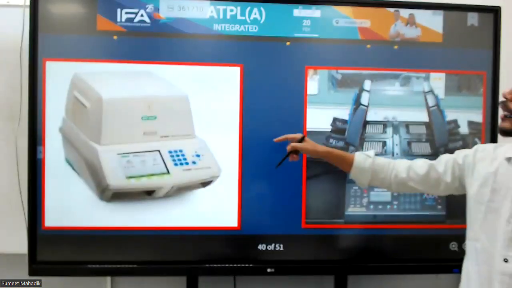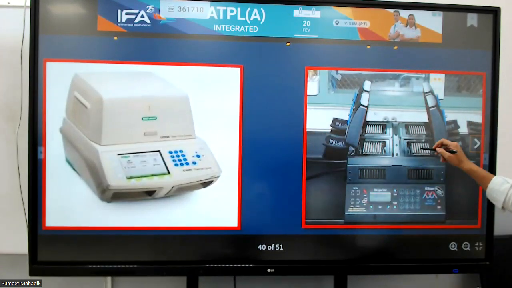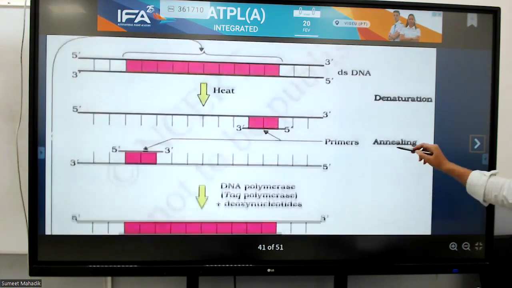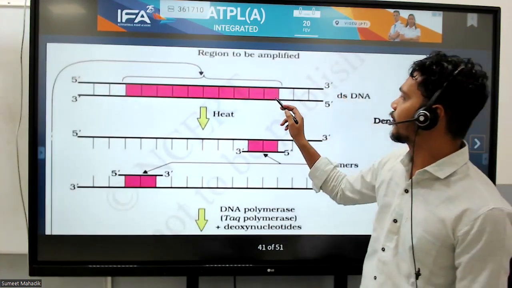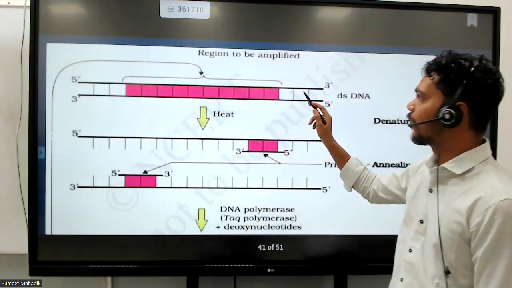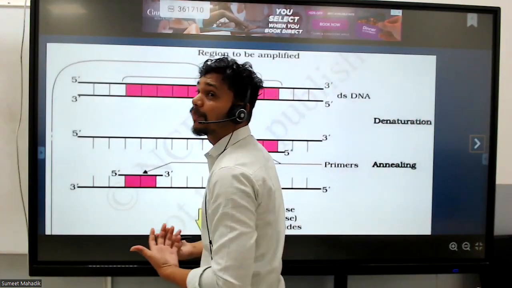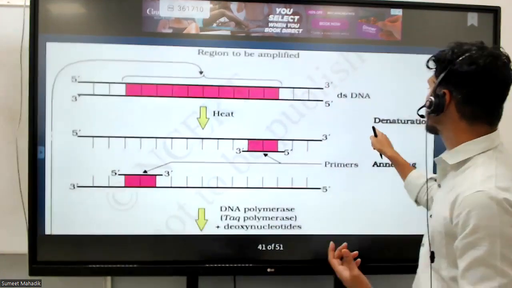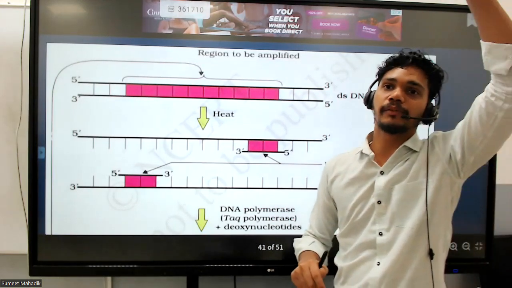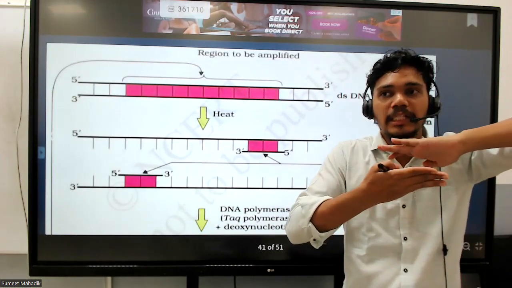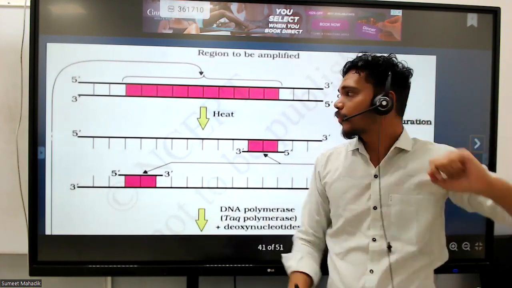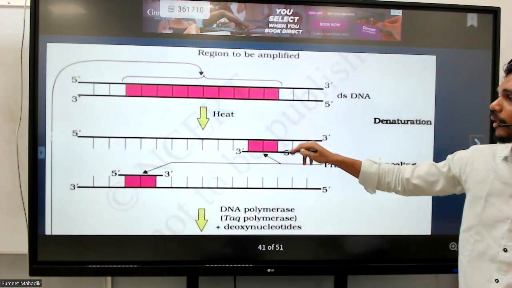So PCR looks like this. What is the function of PCR? There are steps in PCR. This is the region to amplify, this particular part of the DNA. First there is denaturation: a sudden high temperature. What is denaturation? The strands separate under the influence of the heat.